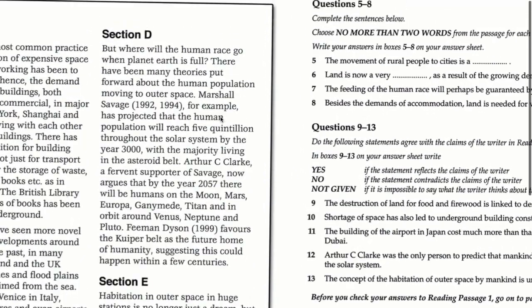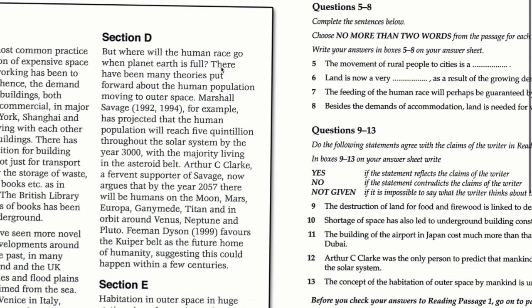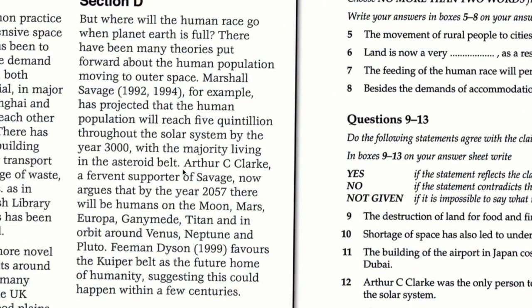But where will the human race go when planet Earth is full? There have been many theories put forward about the human population moving to outer space. Marshall Savage, for example, has projected that the human population will reach 5 quintillion throughout the solar system by the year 3000, with the majority living in the asteroid belt. Now this section clearly indicates that the writer is talking about future. The words will, theories, projected indicate future.